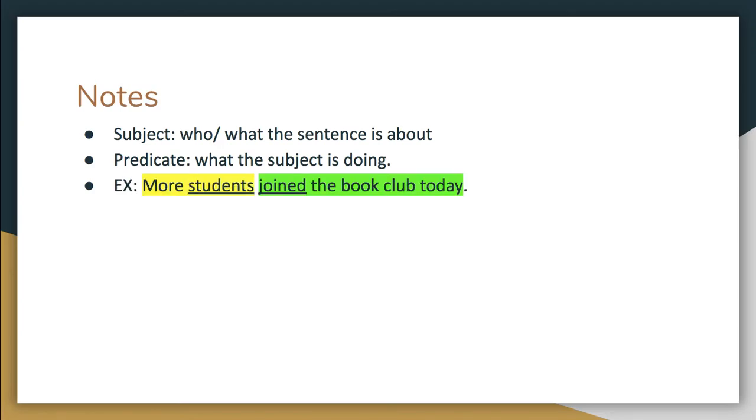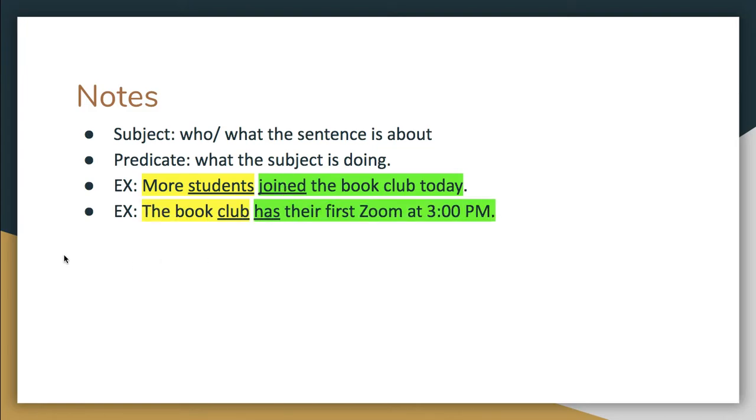More students joined the book club today. So I highlighted the subject, the complete subject, in yellow and the complete predicate in green. More students joined the book club today. But the simple subject is students. One word. It's who it's about. Students. And what did the students do? They joined. Students joined. Okay?